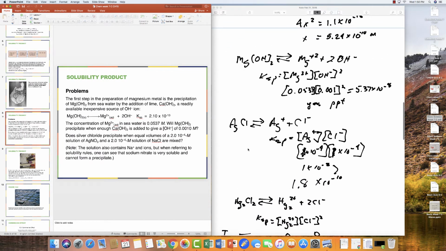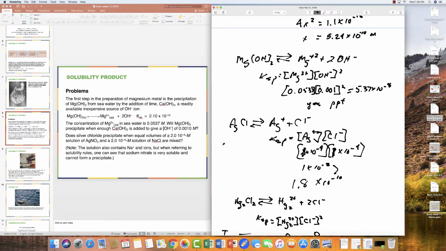The second problem is shown right here. It says, does silver chloride precipitate when equal volumes of 2 times 10 to the minus 4 molar silver nitrate and 2 times 10 to the minus 4 molar sodium chloride are mixed together? Now, sodium nitrate is very soluble, so we don't have to worry about that. So here's silver chloride, forms silver plus chloride, and you have silver ion concentration and chloride ion concentration.